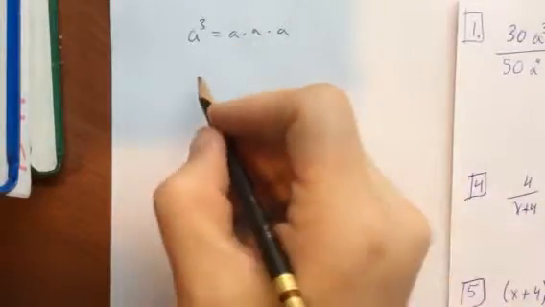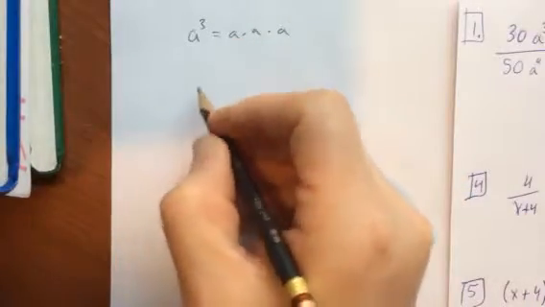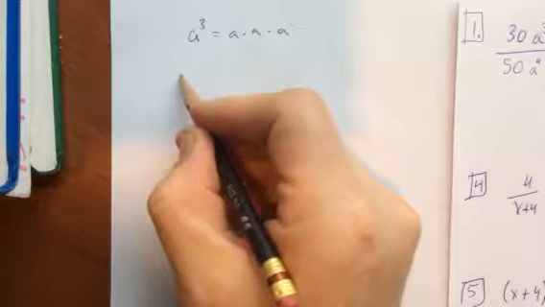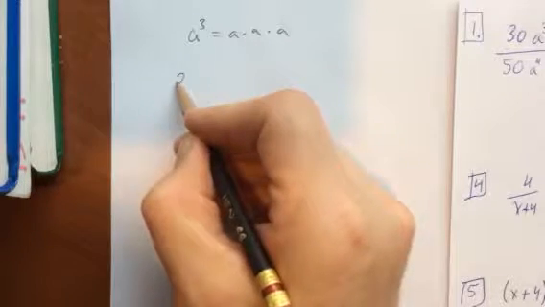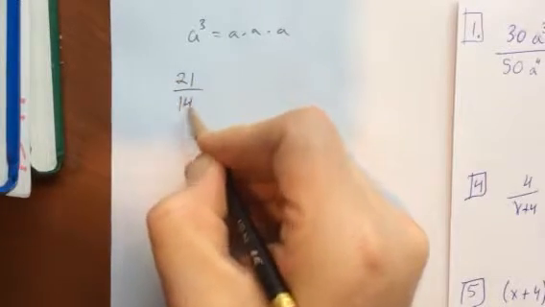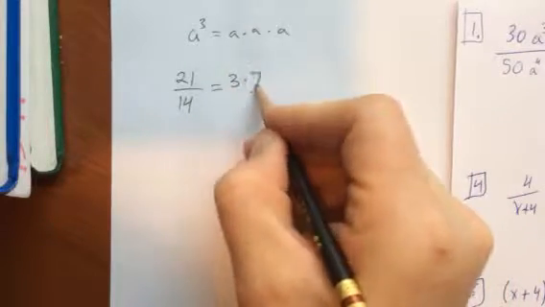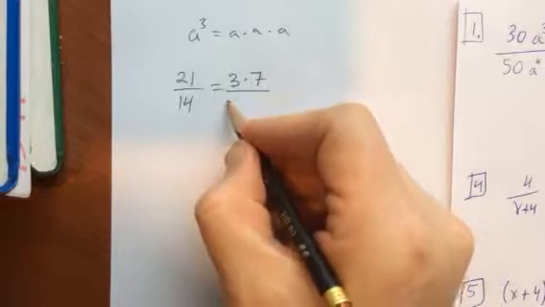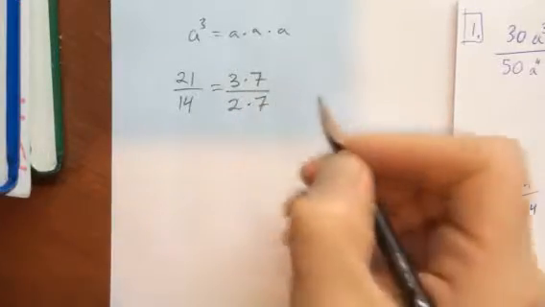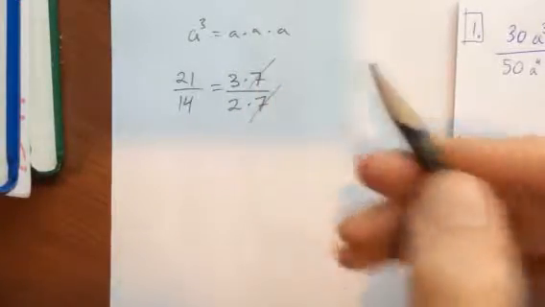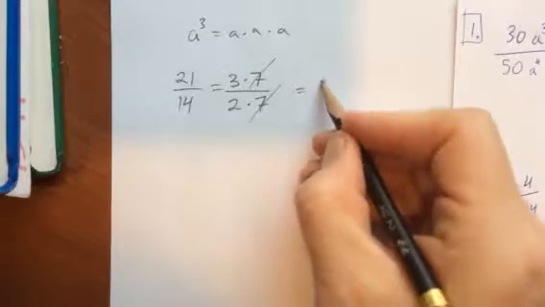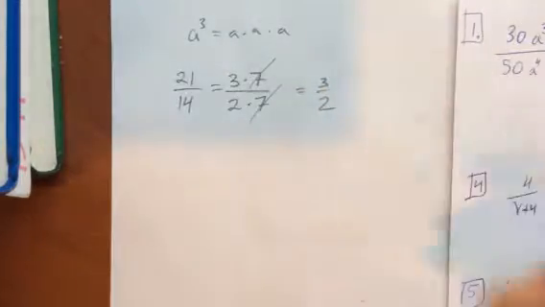And another thing you want to remember is about simplifying fractions. So if you have something like 21/14, that's 3 times 7 divided by 2 times 7. These 7s can cancel out, so you have 3 halves.